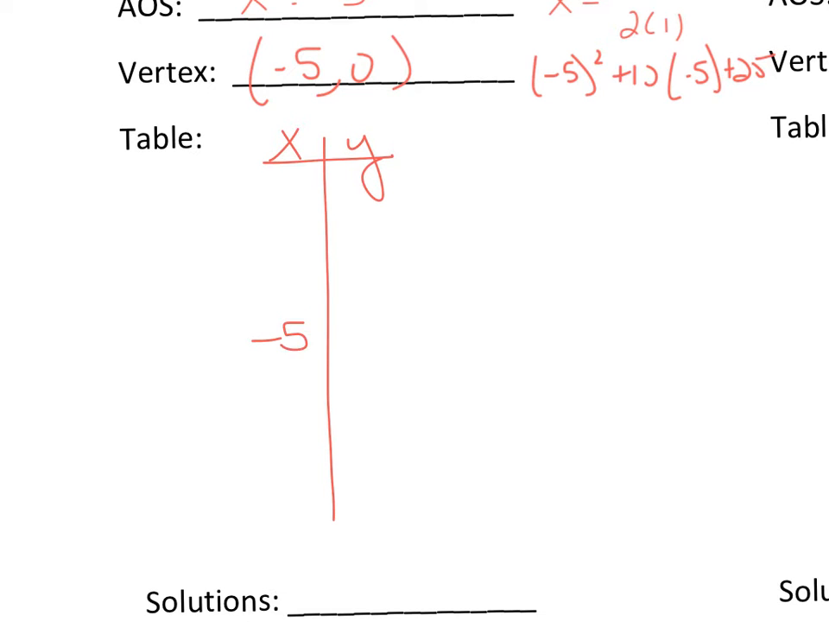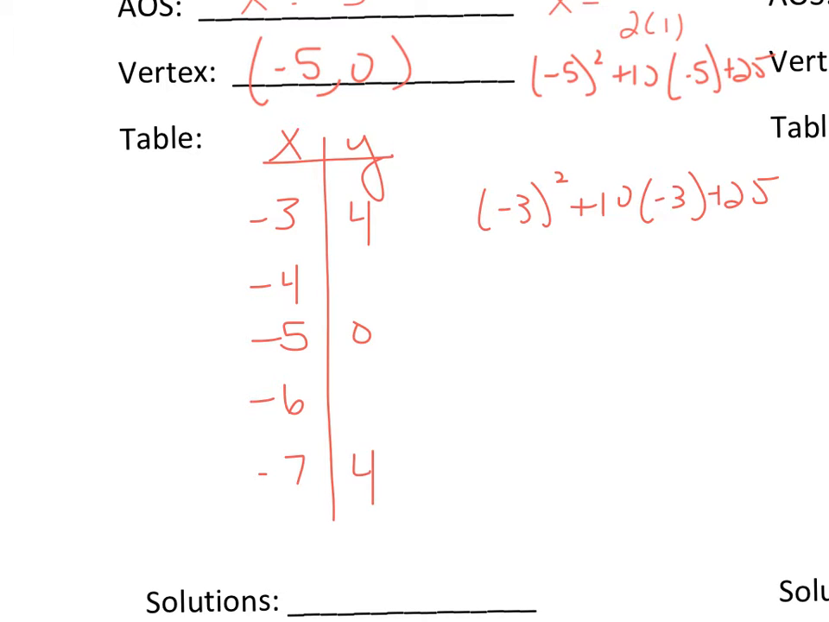So -5, 0. Then you're going to get a -4, a -3, a -6, and a -7. Okay, order's not important in our table, just as long as you get all the correct numbers put in there somewhere. Okay, so now let's go with -3 squared plus 10 times -3 plus 25. So I'm going to go ahead and type that into my calculator, and I end up with 4. So I'm getting 4 here and here.